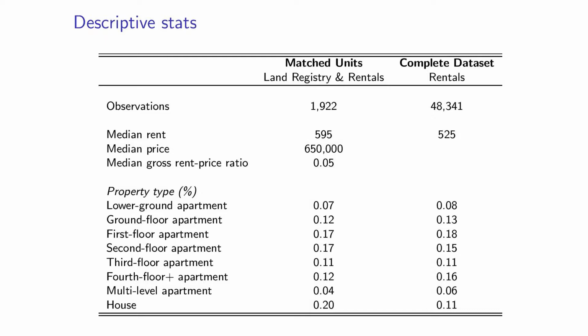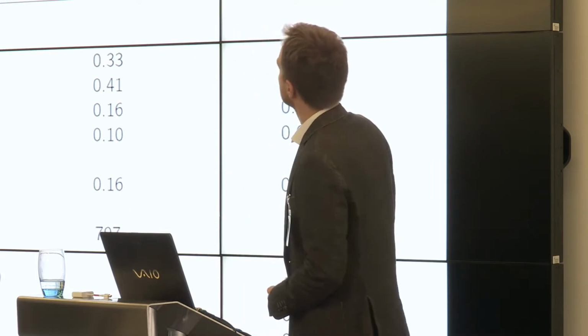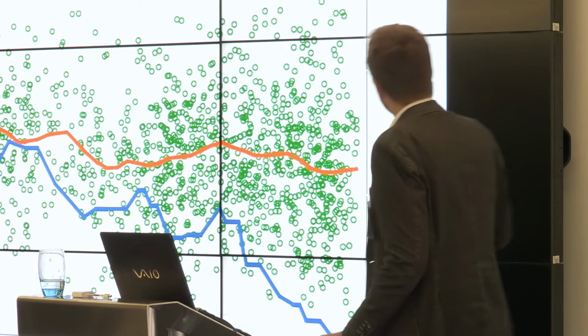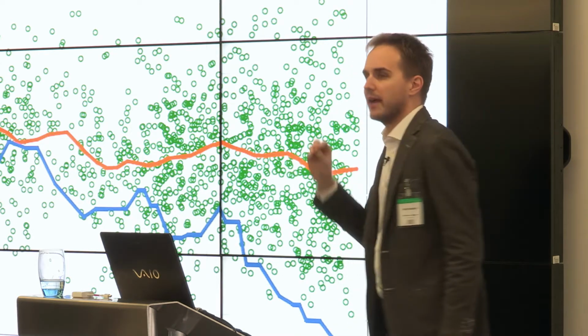These are some statistics to compare my complete dataset and the matched dataset. And I also have other variables like number of bedrooms, whether the property belongs to an apartment block, the floor area, whether it's furnished or unfurnished. These things are important when analyzing house prices and house rents.